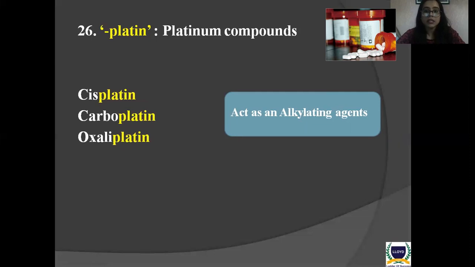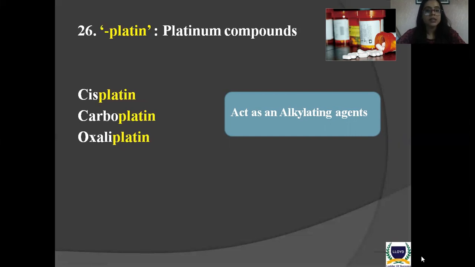Our next suffix is platin. Platin indicates these are the platinum compounds. The drugs under the platinum compounds are cisplatin, carboplatin, oxaliplatin. These drugs act as alkylating agents, and they act as anti-cancer agents, and they inhibit the DNA replication.